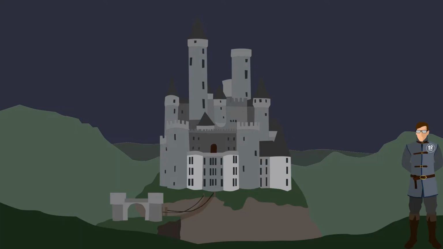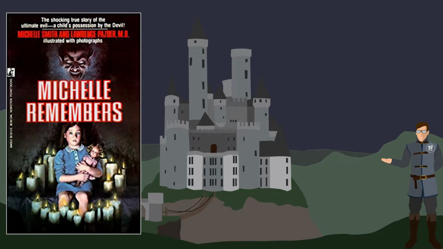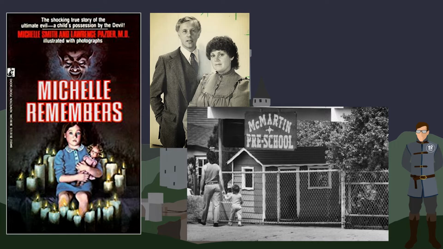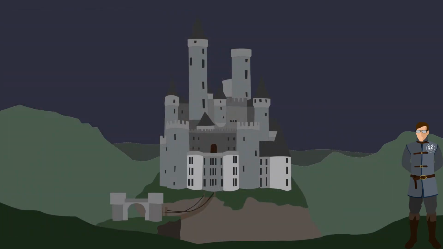In 1980, a book titled Michelle Remembers, written by Michelle Smith and her husband, the psychiatrist Lawrence Pazder, would be published as an autobiography. This book would allege that McMartin Preschool was not only committing child abuse, but that the child abuse was specifically related to satanic ritual abuse, or SRA. While the book would go on to be discredited, it would not dissuade social workers and others from proving cases using the book as a framework for numerous allegations.